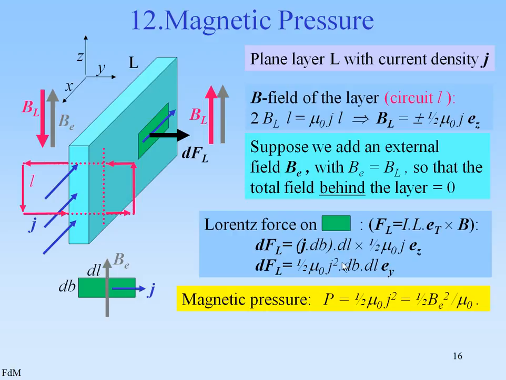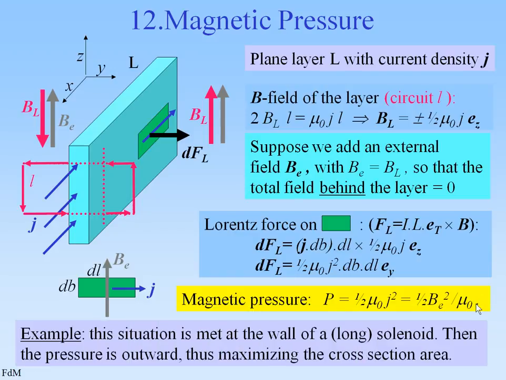dB dl is a surface element, area element, and this means that the pressure P is given by 1/2 over mu naught J squared, and that can be written as 1/2 over B external squared divided by mu naught. And you can see there is a magnetic pressure P moving to the right, and as an example, this situation is met when you have a long solenoid. Then the wall feels a pressure directed outward, and this means that the pressure will try to maximize the cross-section area. And there's also in a solenoid.